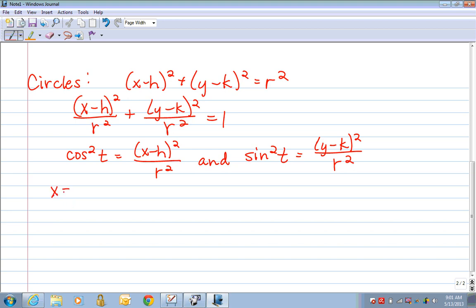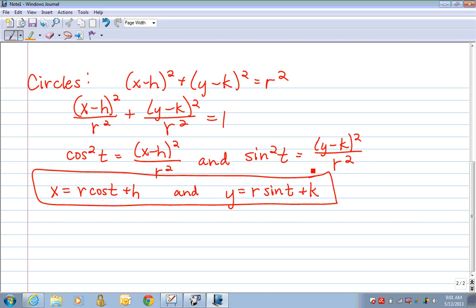So x equals r cosine t plus h, and y equals r times sine t plus k. These are our parametric equations for a circle. Notice that the coefficient of the sine and the cosine both are the same value, being an r, and then the h and k that are added to those values would indicate the center of our circle.